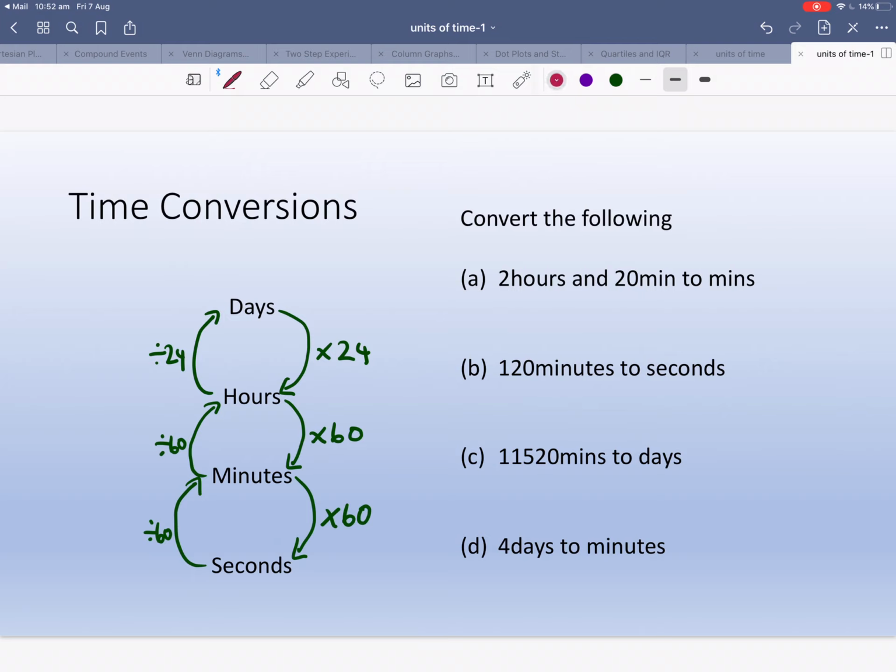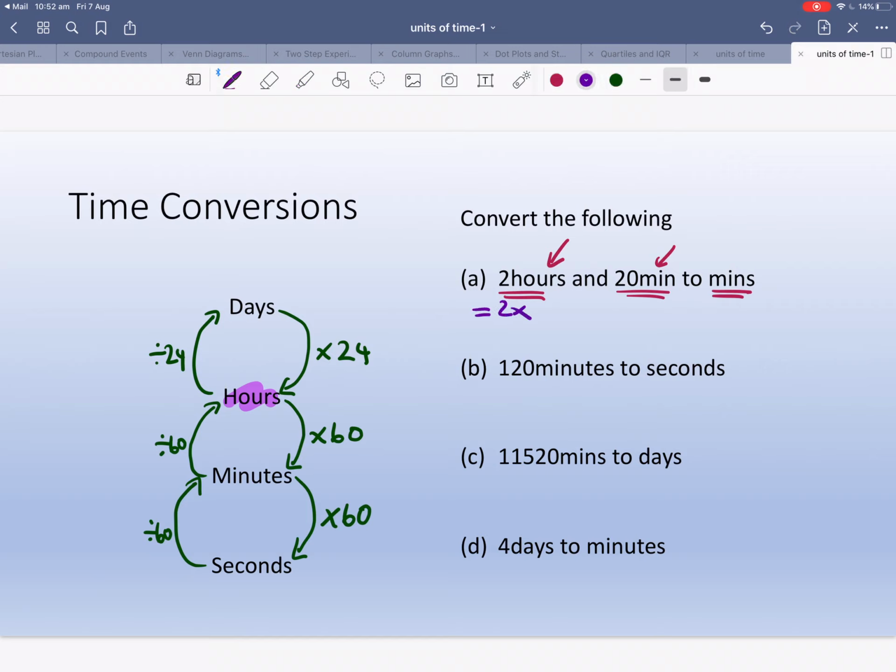Okay, let's convert the following. So we're going to convert 2 hours and 20 minutes to minutes. So that's the end goal. So essentially we're going to change these hours to minutes because this is already in minutes. So how many minutes are there in an hour? 60. So I need to go from hours to minutes. I need to multiply by 60. So that's what I'm going to be doing.